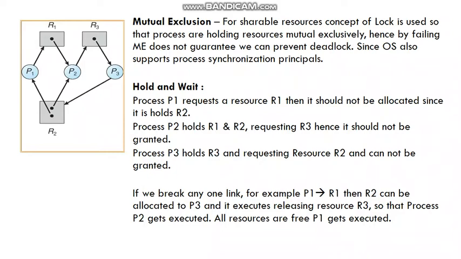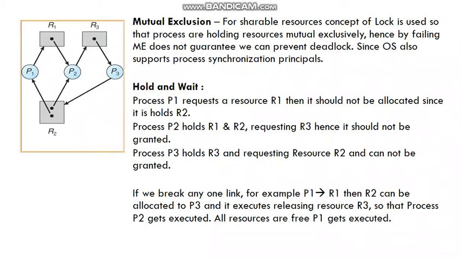I'm applying it on process 1. If you take that P1 to R1 link, it is broken since P1 is taken out because it is holding and waiting. So I will deallocate the resources for process 1, that is R2, which was allocated initially, so R2 is taken out. R2 can now be allocated to process 3 and it executes. After executing, the resources are not needed, so it releases R3.